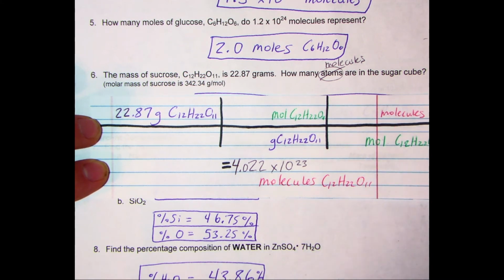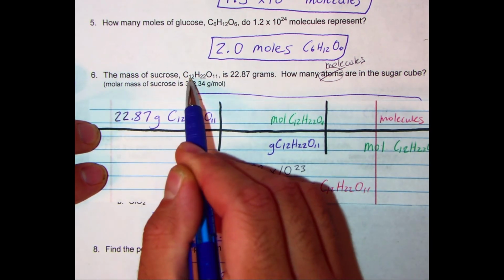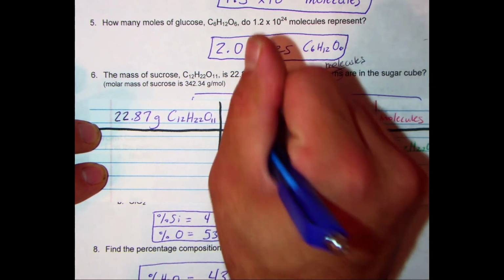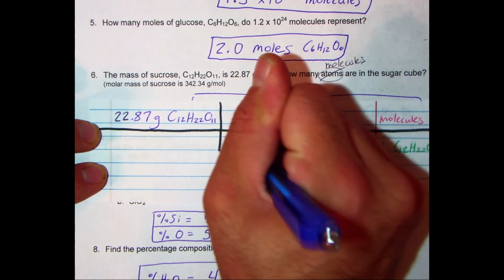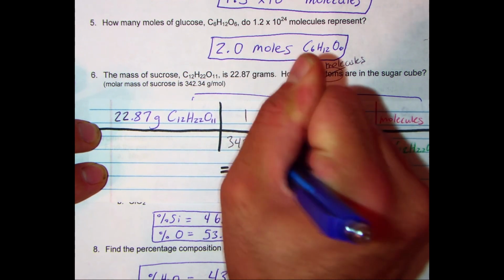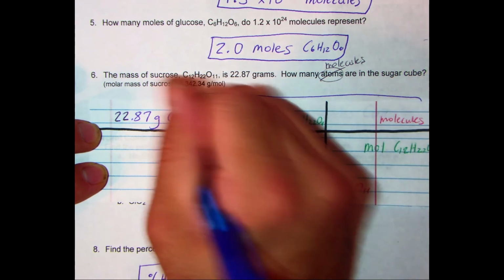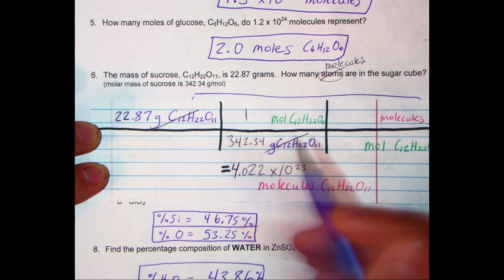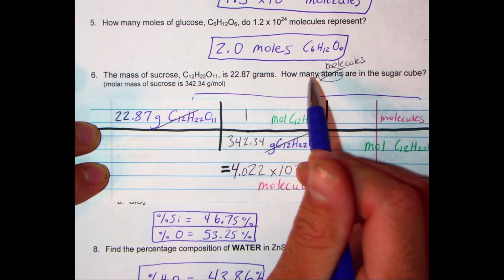And we could go from moles to molecules using Avogadro's number. So here's what I mean. According to the problem, they've completed the molar mass of 12 carbons, 22 hydrogens, and 11 oxygens and told me that for every 1 mole of sucrose, I have a mass of 342.34 grams. Well, stopping there would tell me how many moles I have given this many grams. But the question is not how many moles I have, it's how many molecules I have.